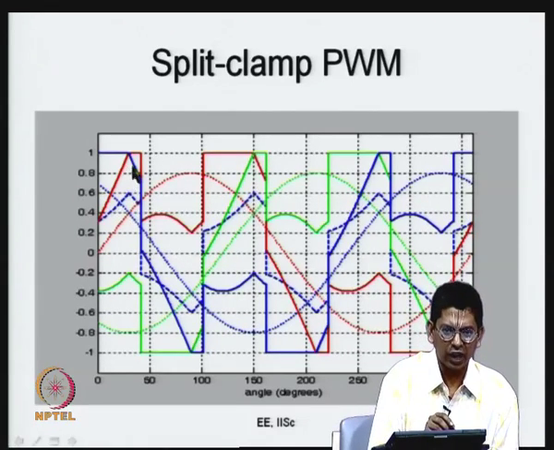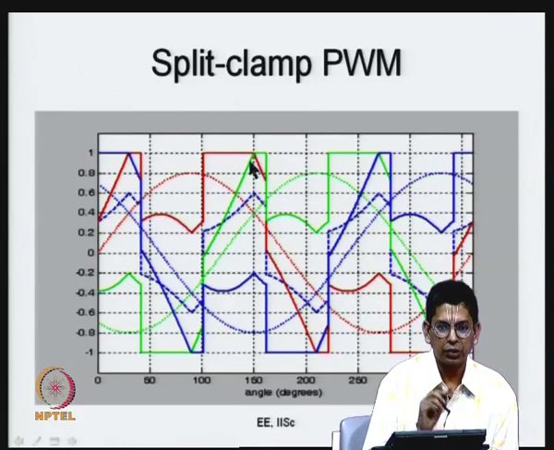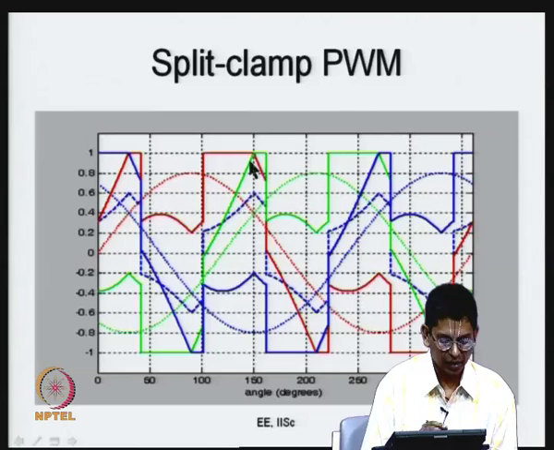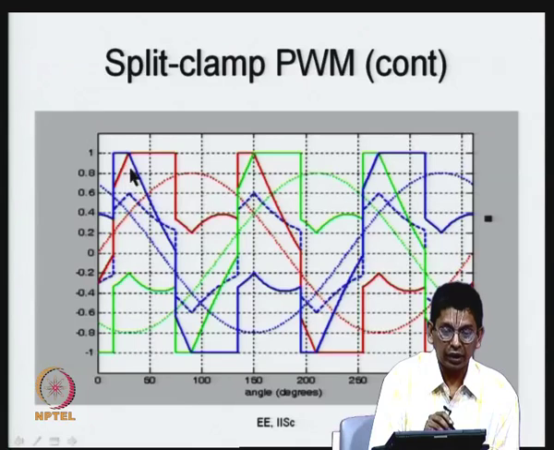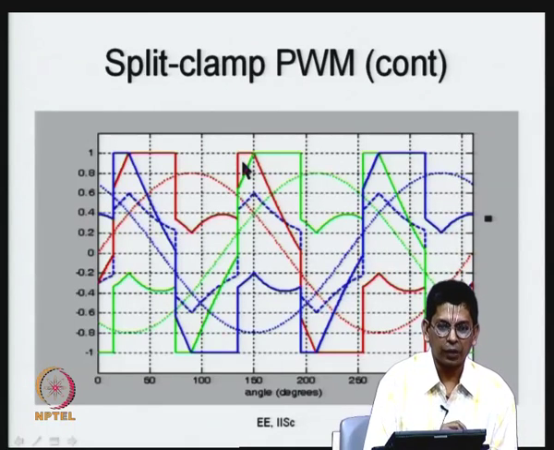So, this is a case where gamma is some 12 degrees. So, this is clamped from 30 to 42 degrees, and here it is clamped from 150 minus gamma, which is 102 degrees, to 150 degrees. The other example that I am illustrating here is where gamma is something like 45 degrees. So, from 30 you are clamping till 75 degrees here, and for the remaining 15 degrees, from 135 to 150 degrees.